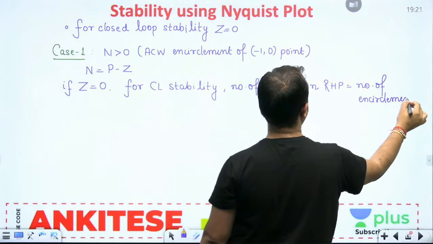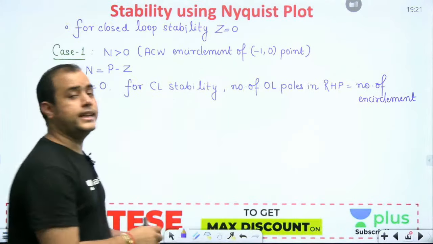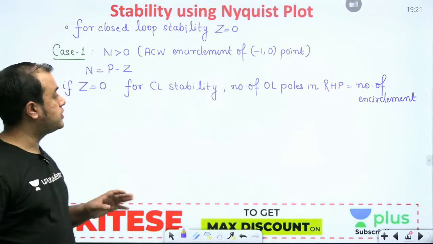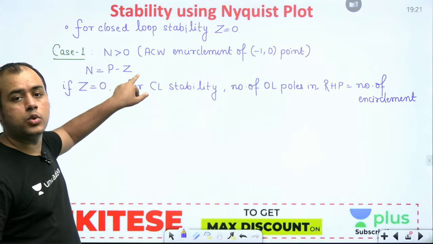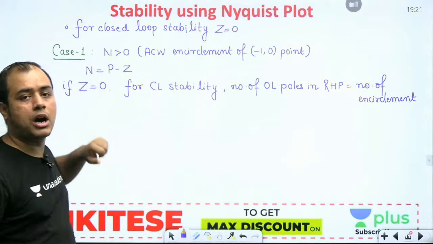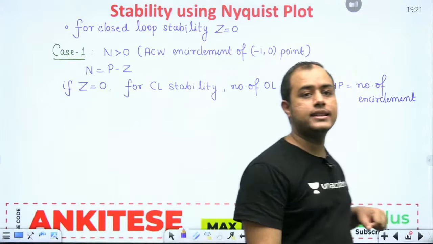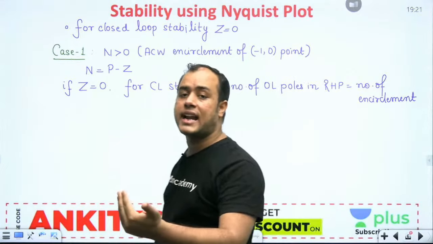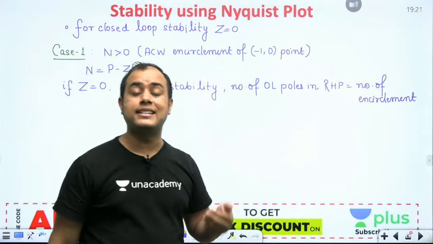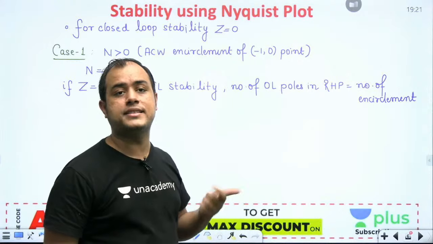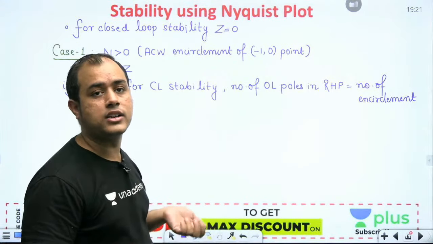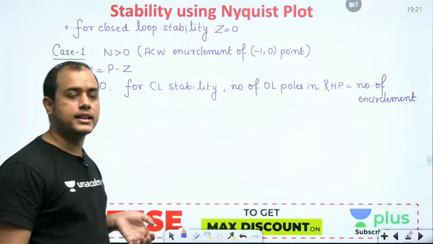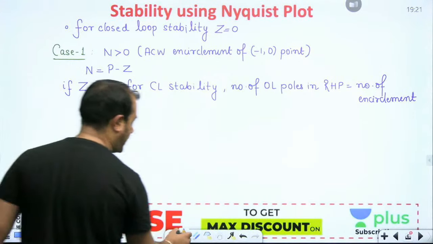Is that clear? Because if you keep Z equal to 0, N will come out equal to P. If N comes out equal to P, that means the open loop poles that are in the right half plane are equal to the number of encirclements of the -1, 0 point.